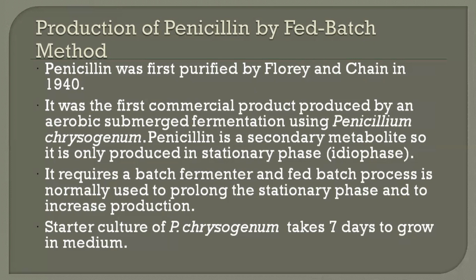Penicillin is a secondary metabolite, so it is only produced in the stationary phase, that is the idiophase. Penicillin being a secondary metabolite requires a stationary phase, and this stationary phase is obtained only by batch fermentation and fed batch processes, because they prolong the stationary phase and thus increase the production.